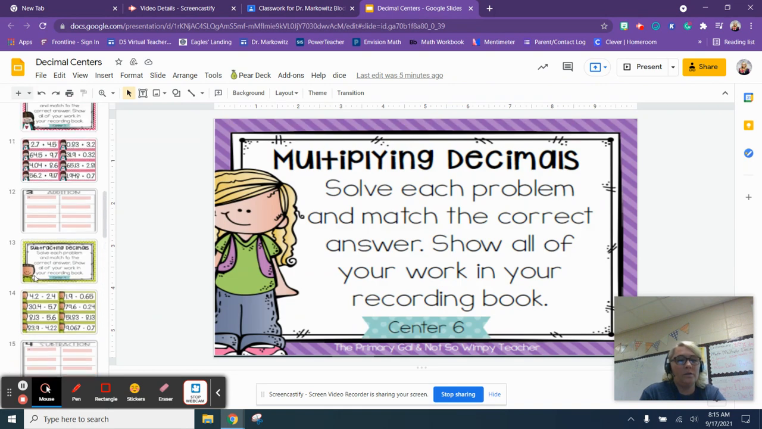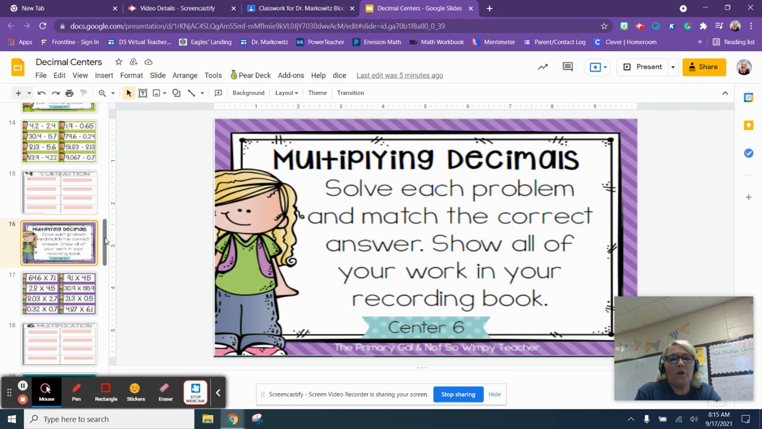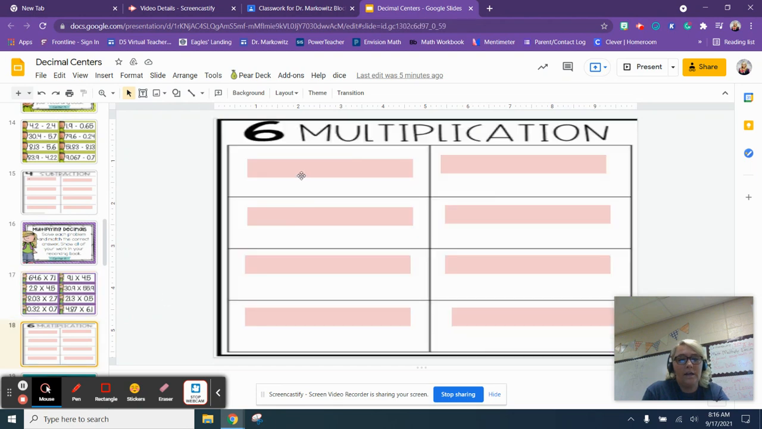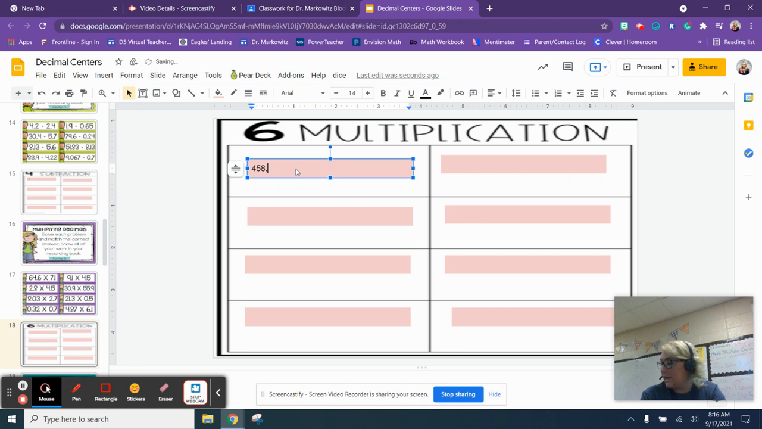Let's move on to slide 16. Solve each problem and match the correct answer. Okay, so we're going to slide 17 now. I just showed you guys how to do this. This is where you're multiplying a decimal times a decimal. I'm going to solve this one because I haven't solved it yet. 64 and 6/10 times 7 and 1/10. So 6, 4, 6. Cross that out. 2, 3, 2. All right, count it out. 1, 2. I did that very fast, so hopefully that's right. All right, so now I'm going to go to slide 18 and type the answer. And I have 458 and 66 hundredths.